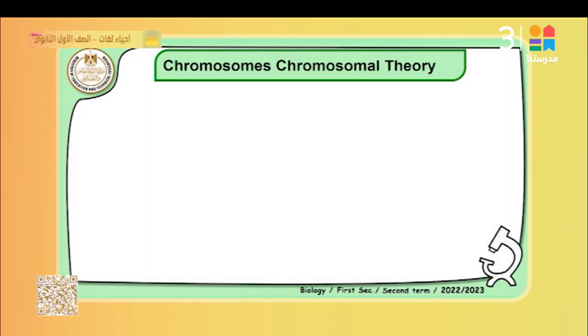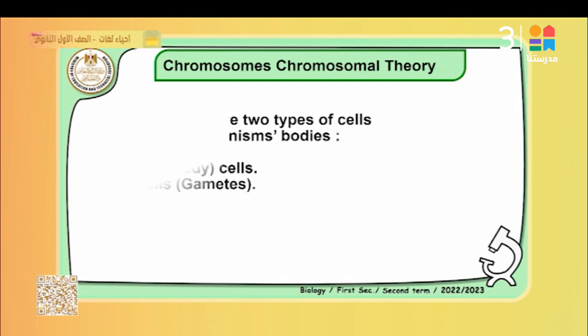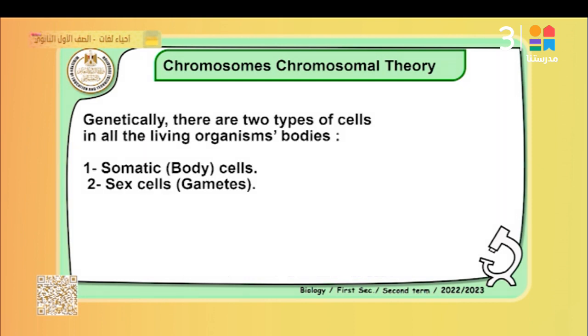In this lesson, there are two types of cells: somatic cells and sex cells. Somatic cells, for example, the number of chromosomes is constant in the same species. For example, in human beings, both male and female have the same total number of chromosomes. Somatic cells are all body cells except the gametes, in both male and female.